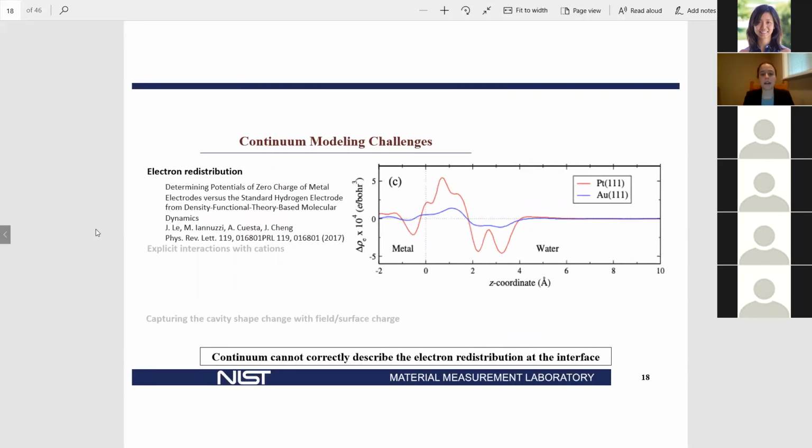Despite the fact that we understand how to model the silver 100 capacitance curve, it is worth mentioning that there still remain a very large number of continuum modeling challenges. One of those challenges is the fact that electron redistribution occurs. Jun Chang and his co-workers published a paper in which they demonstrate that the water and the metal, in this case a platinum metal, interact chemically with each other, and the electron redistribution happens across this X1 region. Continuum models cannot describe this electron redistribution, at least not at this point.